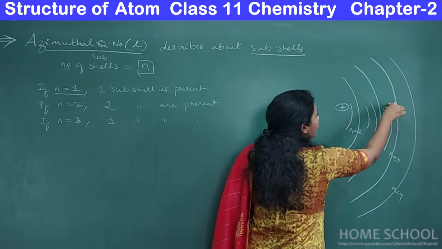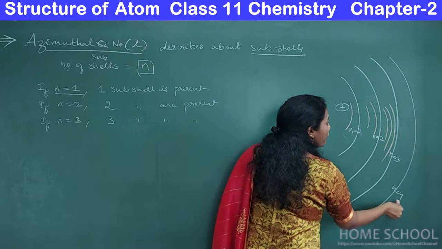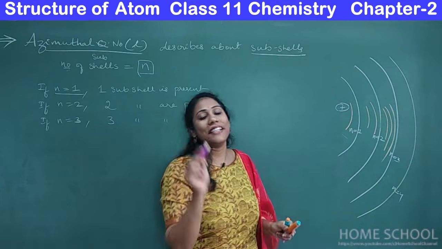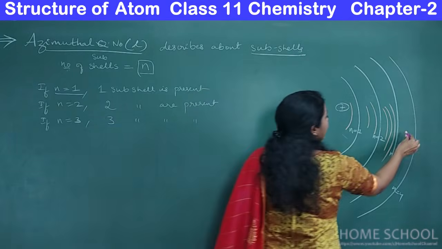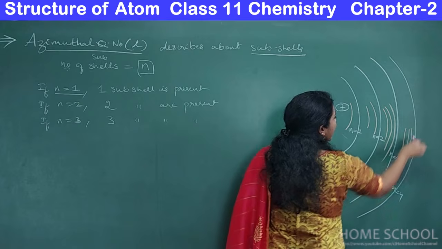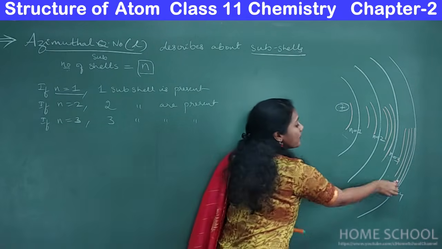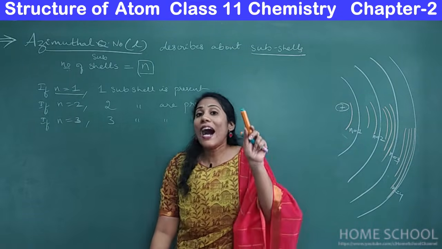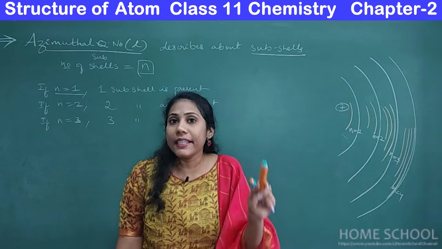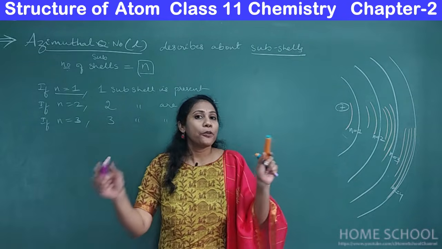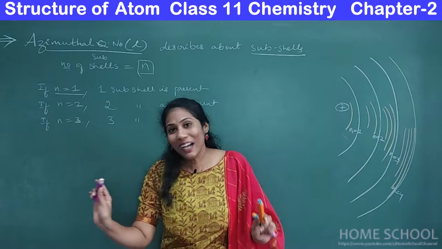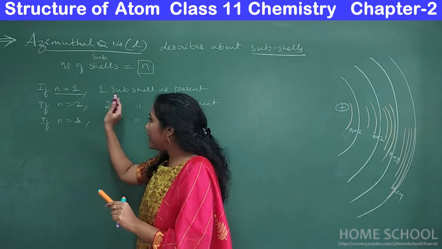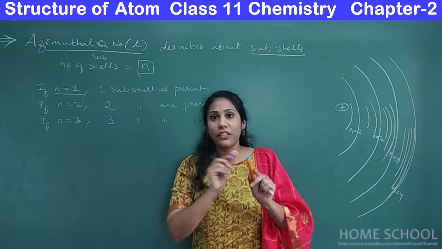1, 2, 3. Can you tell me in the fourth shell, how many subshells can be present? Yes, 4 subshells can be present: 1, 2, 3, 4. If you have a fifth shell, can you tell me how many subshells can be present in the fifth main shell? Post your answer in the comments. Clear? So this is all about guessing the number of subshells in a particular main shell.